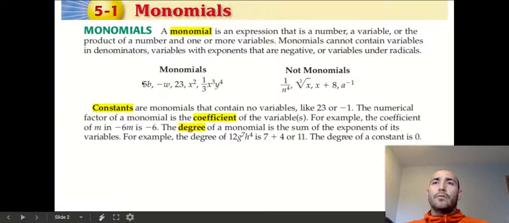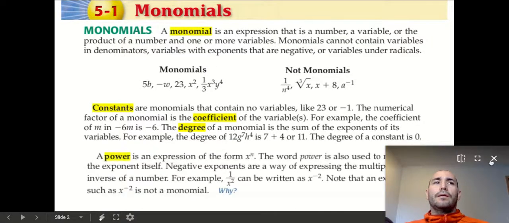If we look at these monomials, 5b has a degree of 1 because it's b to the first power. Negative w also has a degree of 1. The monomial 23, which is actually a constant, has a degree of 0 because there are no variables with exponents. The degree of x squared would be 2. The degree of this monomial, 1/3 x cubed y to the 4th, is actually 7 because I would add up the exponents of the variables.